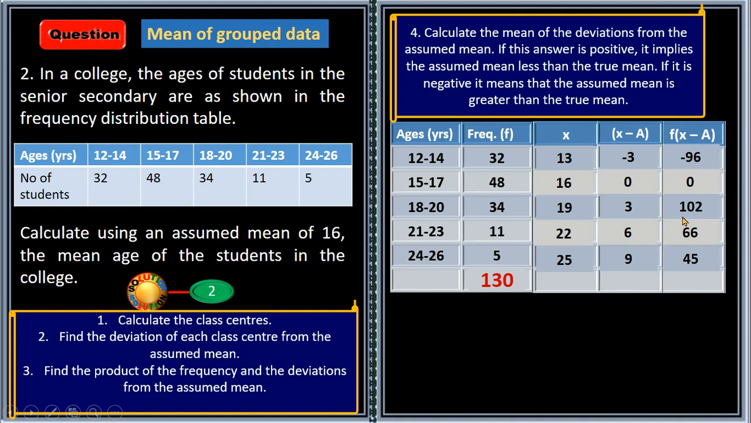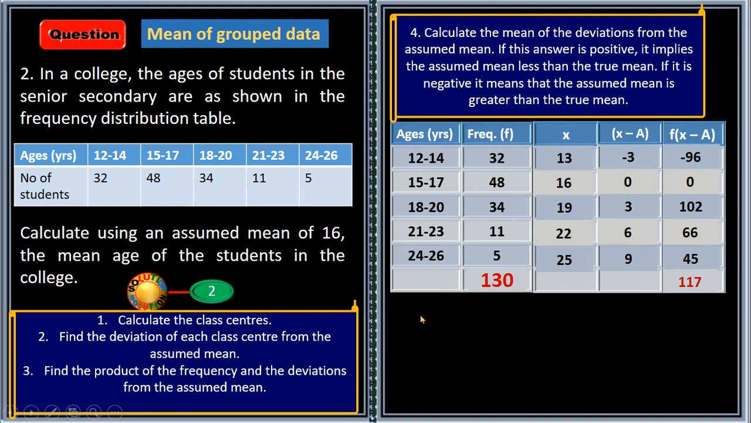So we're going to add all of this together. We have 117. So now this is the total deviation from the mean. If this number is positive, then it means that the assumed mean is less than the true mean. But if this number is negative, it means that the assumed mean is bigger than the true mean. Now we are going to calculate step number 4, the mean of the deviation from the assumed mean. If this answer is positive, it implies that the assumed mean is less than the true mean. If the answer is negative, it means that the assumed mean is greater than the true mean.